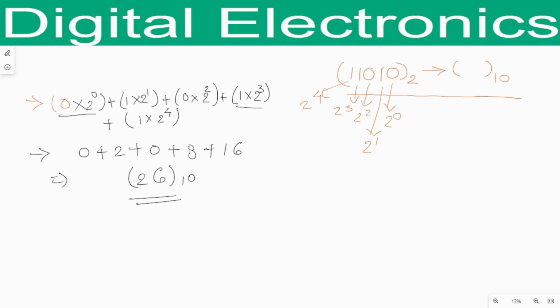Okay, so what did we study here? If the number system is binary, that's why we multiplied by 2 raised to power 0. If the number system is octal, then at that time we will multiply by 8 raised to power 0. So always remember that when we convert any number system to the decimal number system, we multiply that particular bit with the power of the base. Okay, thank you so much.